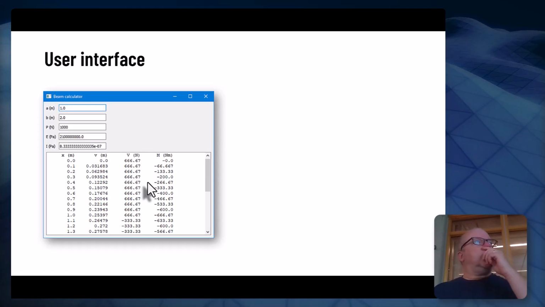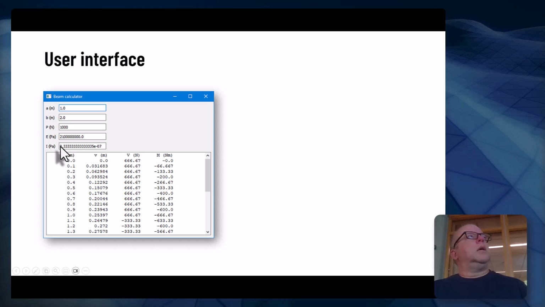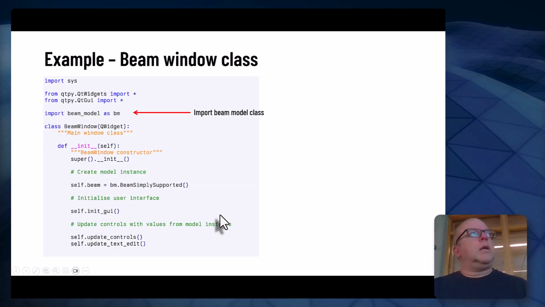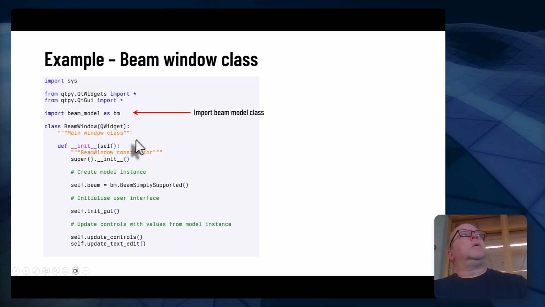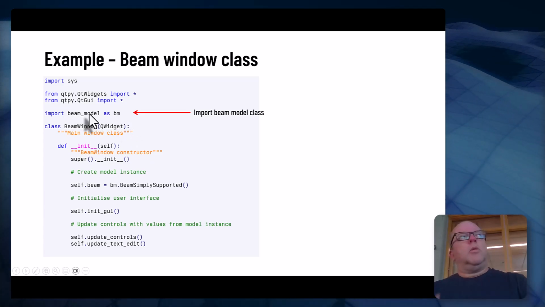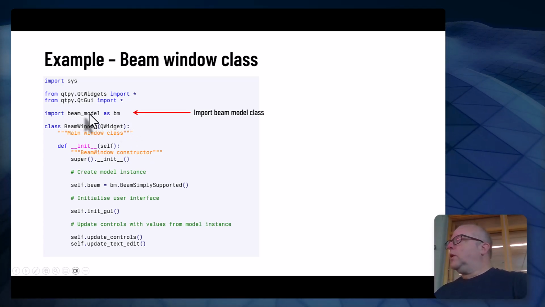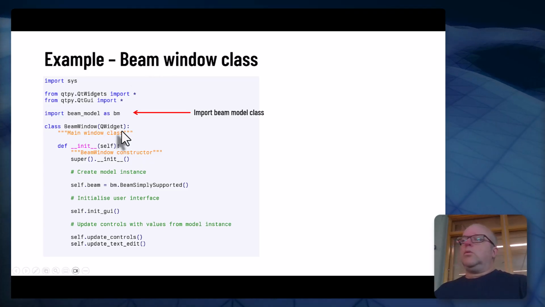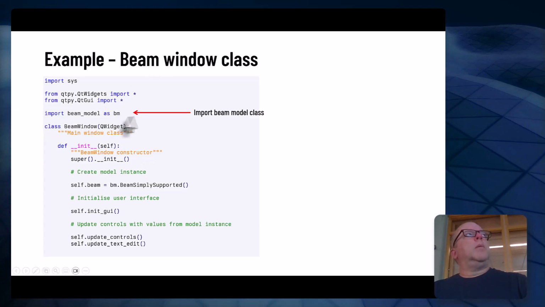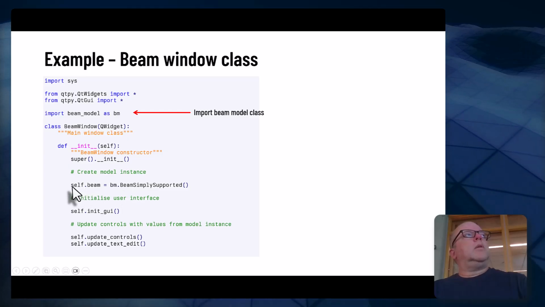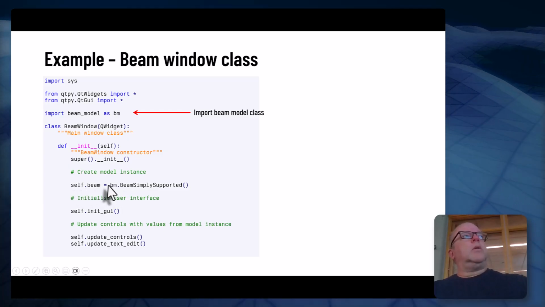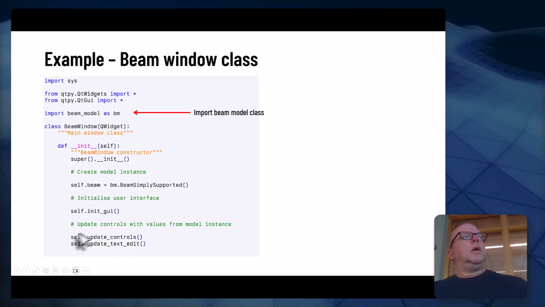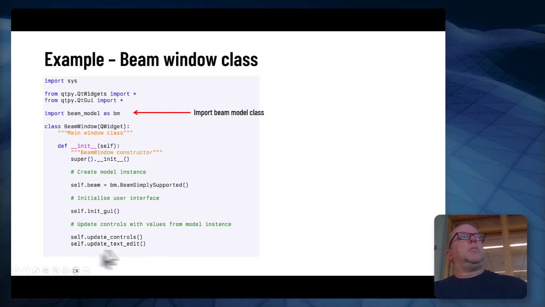And this is the user interface. I enter the methods here and then I plot here. And then I use this in my, so here you can see the separation. I have a completely separate module as a Python file that contains the model. And then in my user interface source code, I import my model here. And then when I start my application, I create a Beam object that we will use for computation, initialize the GUI, I update controls, and I update my text edit here.